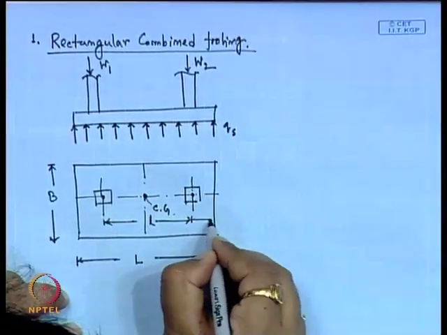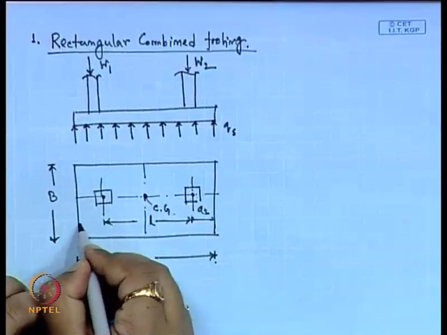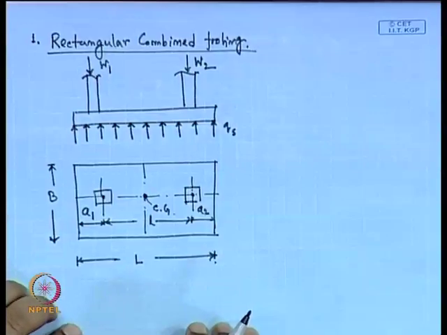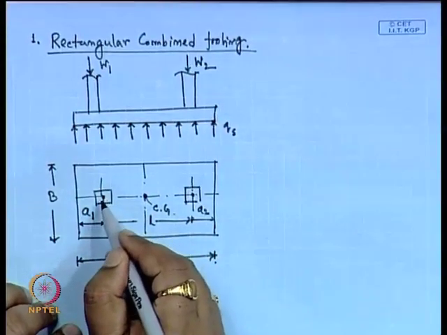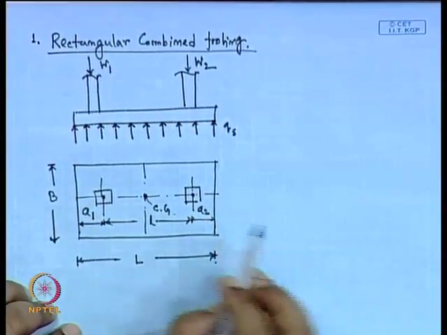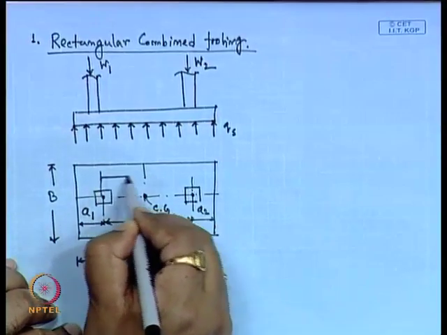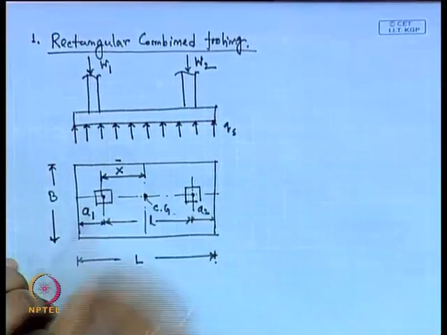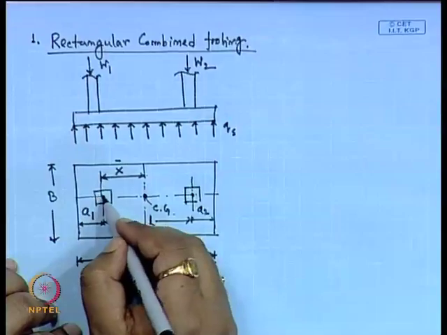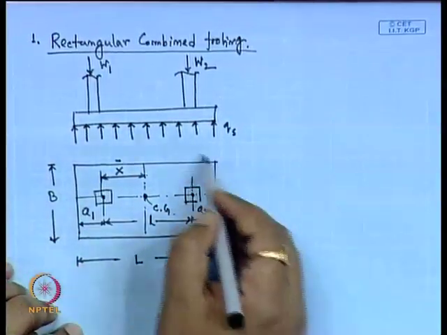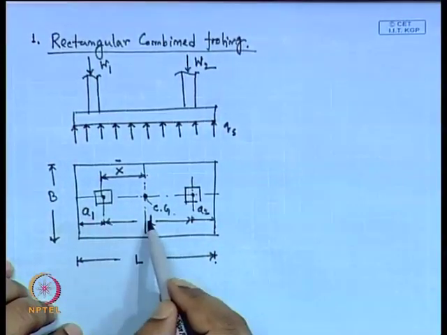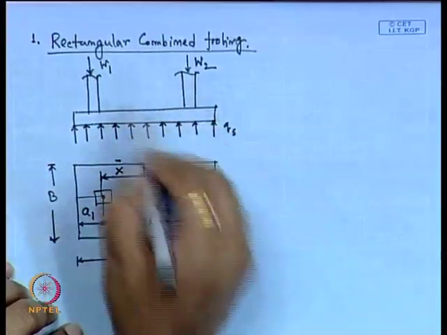Now, A1 is the distance from the center of the first column to the edge of the foundation, and A2 is the distance from the center of the second column to the edge. Here, x bar is the distance from the centroid of the total combined footing to the center of the first column. Now, we have to choose the dimensions A1, A2, B and L, because small l is known, that is the center to center distance between the columns.